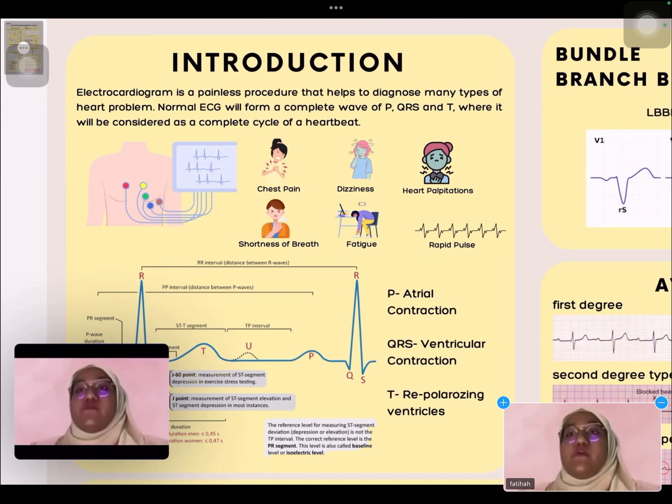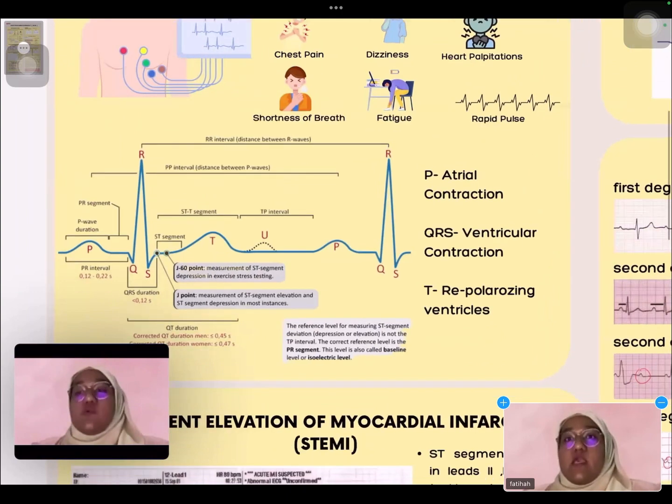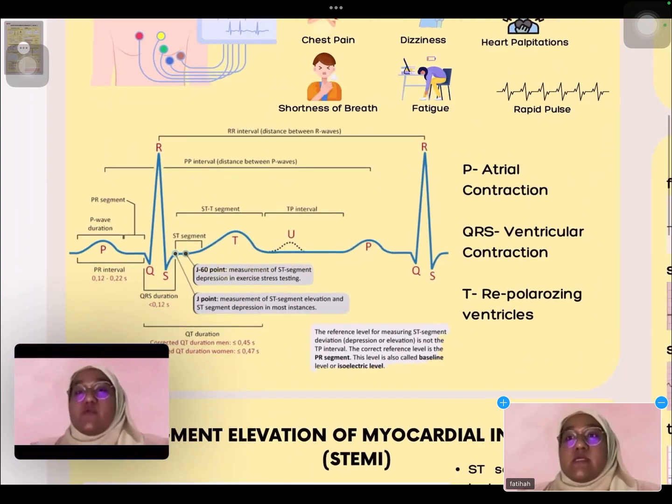Normal ECG will form a complete wave of P, QRS, and T, where it will be considered as a complete heart cycle. So as you can see, here's the example of the P, QRS, T complete cycle wave. So for the P wave, it shows the atrial contraction. The QRS complex is to show the ventricular contraction. And the T wave is to show the repolarizing ventricles.